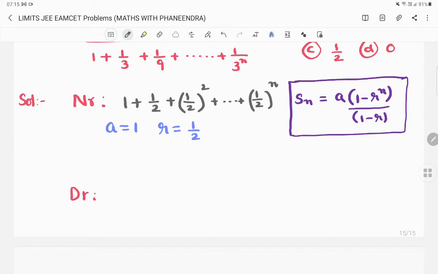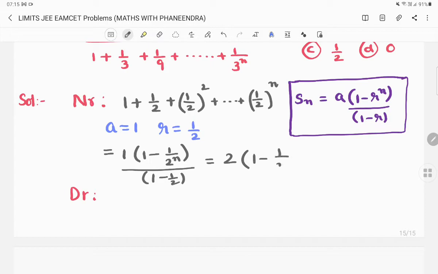So numerator is equal to a value is what? 1 into 1 minus r value 1 by 2 power n by 1 minus 1 by 2. So denominator 1 by 2 will come now. So 1 by 1 by 2 is 2. 1 minus 1 by 2 power n. This is the value of numerator.